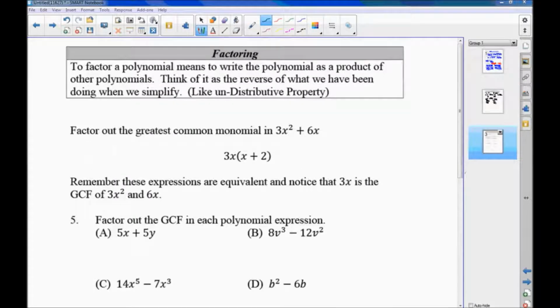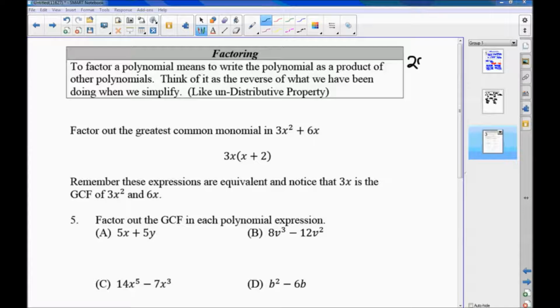On our last page, we start with the definition for factoring. To factor a polynomial means to write the polynomial as a product of other polynomials. Think of it as the reverse of what we used to be doing when we simplify. So like an undistributive property. Okay, so before we do that, let's talk about factoring without polynomials.